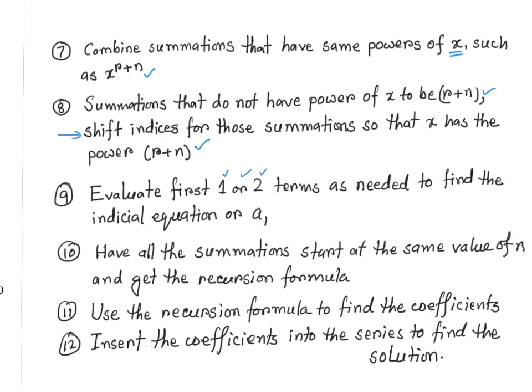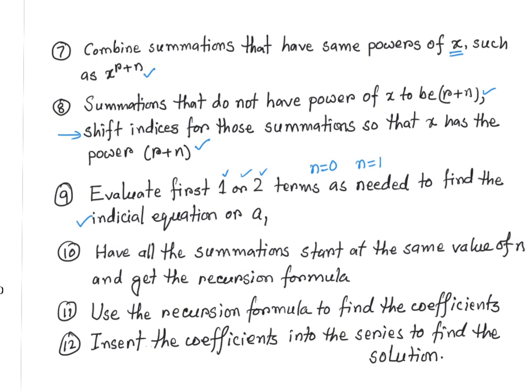When you evaluate the first term, which is for n equal to 0, by the way, you'll get the indicial equation. Then if needed, you may have to evaluate the second term, which is n equal to 1. Then you will have an expression where you will have one or two terms and then two or more summations that have the exact same starting point. It starts at the same point for the same n value.